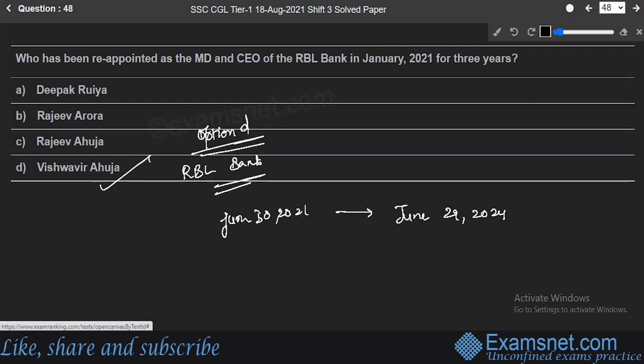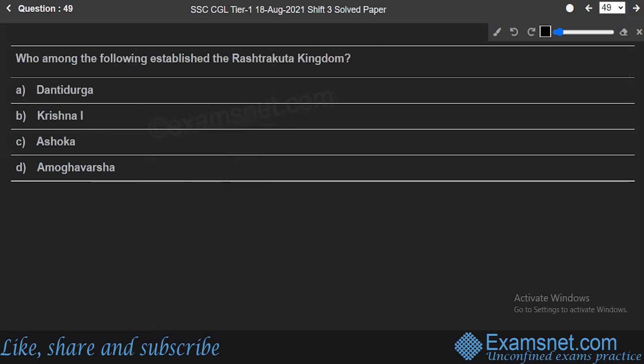Hope you are clear with this. Next is question number 49. Who among the following established the Rashtrakuta kingdom? Is it Danti Durga, Krishna I, Ashoka, or Amogha Varsha? Well, Danti Durga is the correct answer to our question.